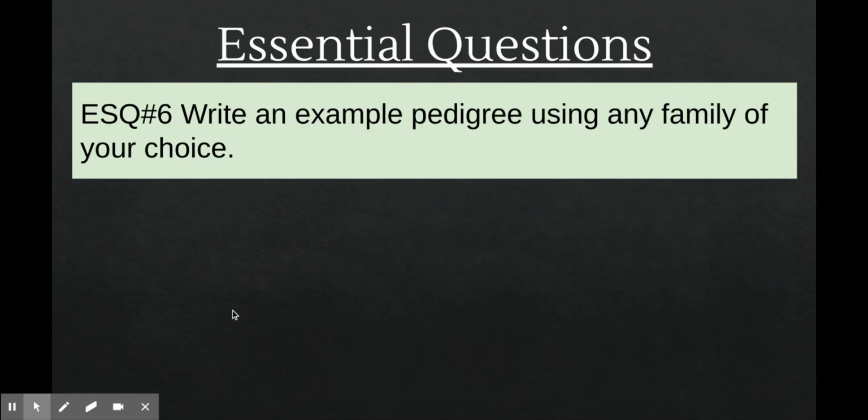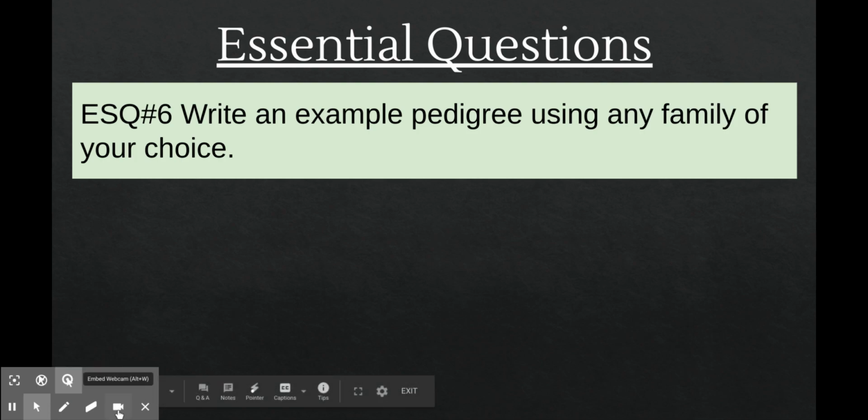So at this point, what I'm going to ask you to do for your essential question for the day is to write an example pedigree. Choose a family, could be your family or any family from a fictional universe or anyone that you know, and write an example pedigree. Try to cover a few generations, maybe at least three generations. Try to include, say, 10 individuals or so. But the most important thing is that you're practicing using the symbols and the technique for drawing pedigrees that you just learned in this lecture.